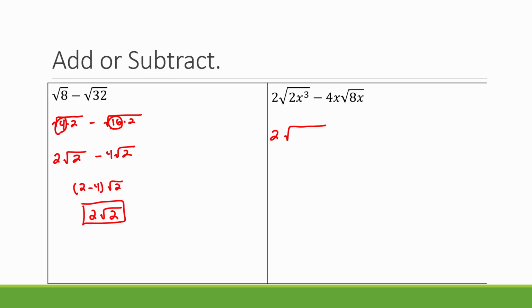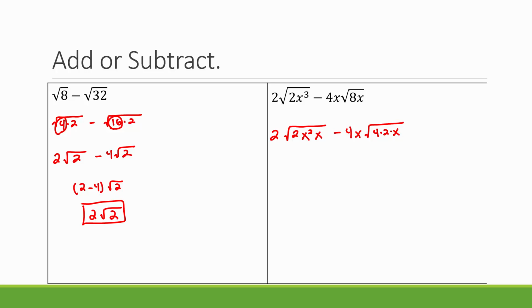Since I'm trying to take the square root of it, I want to rewrite this to where it would have an exponent that's divisible by 2. So the next number smaller than 3 that's divisible by 2 is x squared. So I'll need to rewrite that as x squared times x to the first. And that's still x to the third. Over here, the biggest perfect square that will go into 8 is 4, so I can rewrite that as 4 times 2 times x.